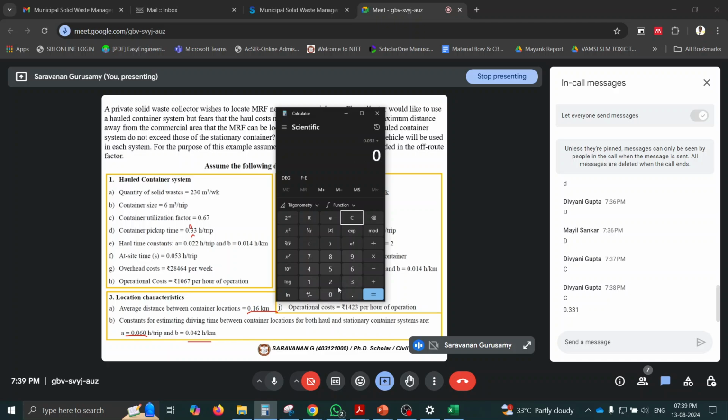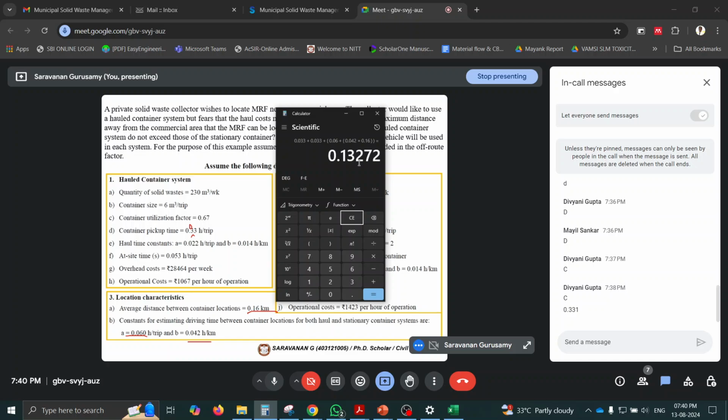So this is 0.3033 plus 0.033 plus A plus BX. A is 0.060 plus B into X. B is 0.042 into X is 0.16 kilometer. Answer is 0.133. That is correct.